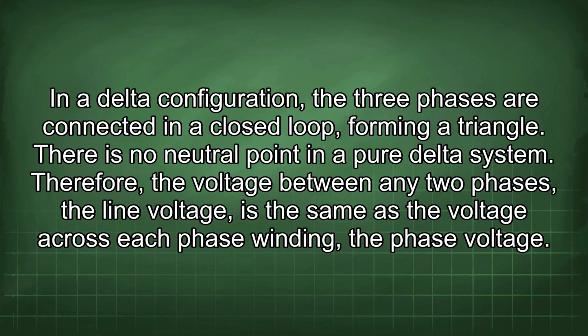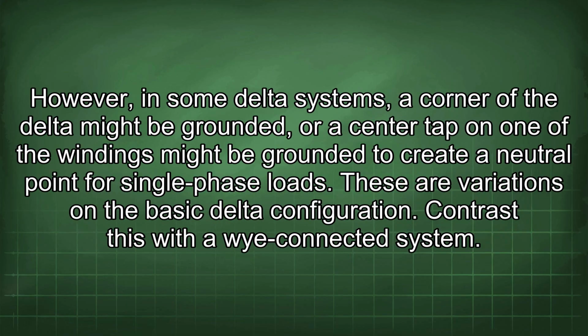However, in some delta systems, a corner of the delta might be grounded, or a center tap on one of the windings might be grounded to create a neutral point for single-phase loads. These are variations on the basic delta configuration. Contrast this with a Y-connected system.